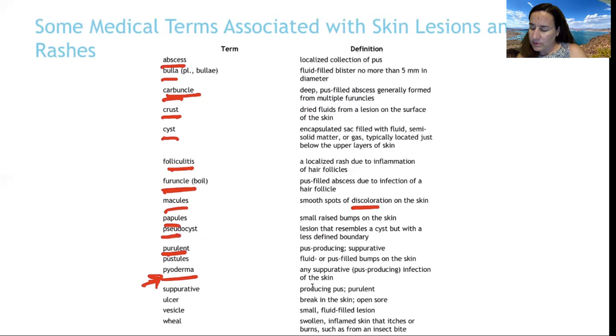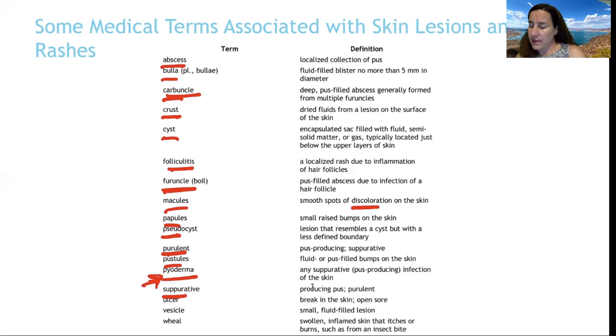Anytime you see pseudo in front of something, it just means it's pretending to be. It's fake. It's a poser. Pseudocyst resembles a cyst, but not quite a cyst. Pustules, fluid-filled bumps. If it's suppurative, pyoderma, purulent, it all revolves around pus. Just, I don't know how many times I can say that word in this video.